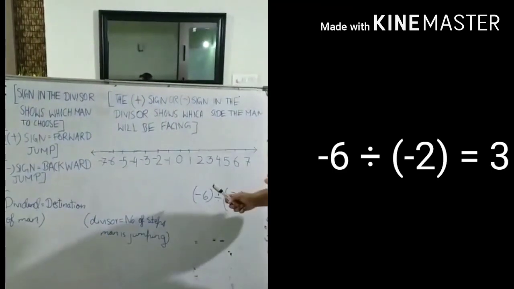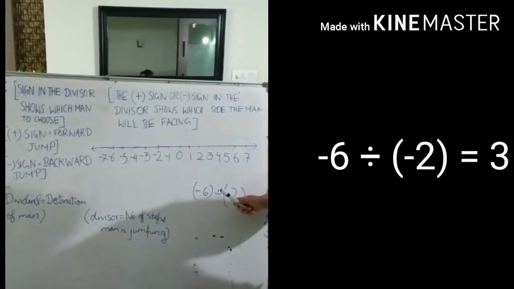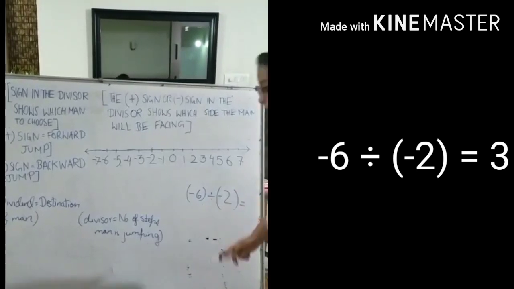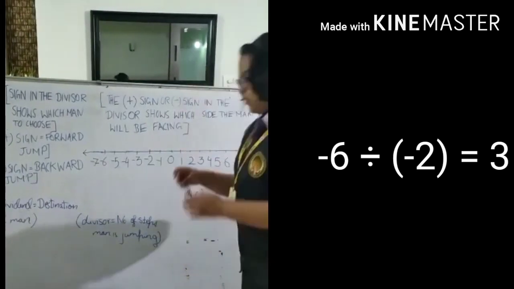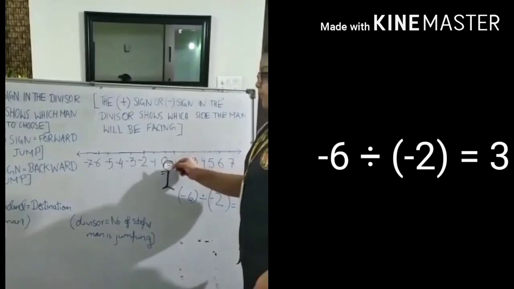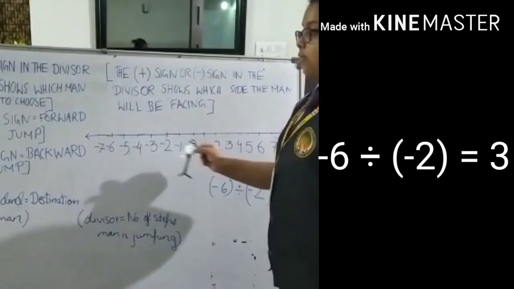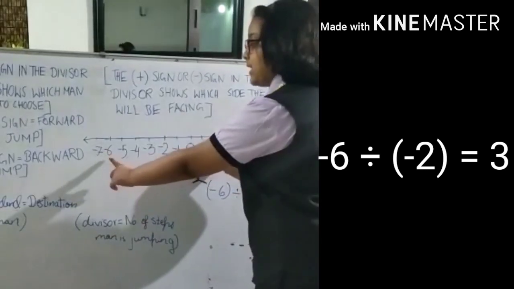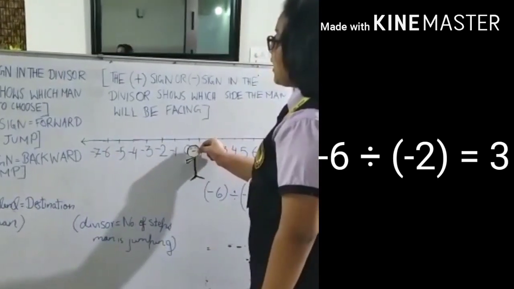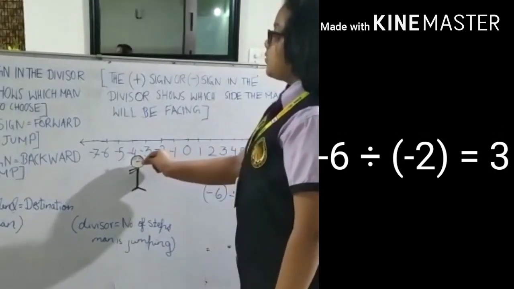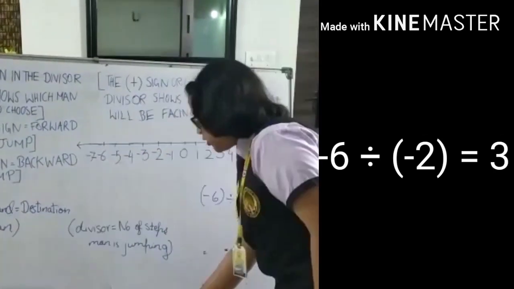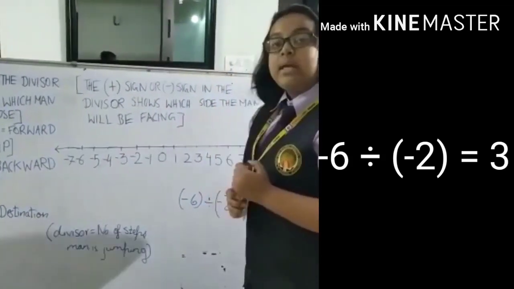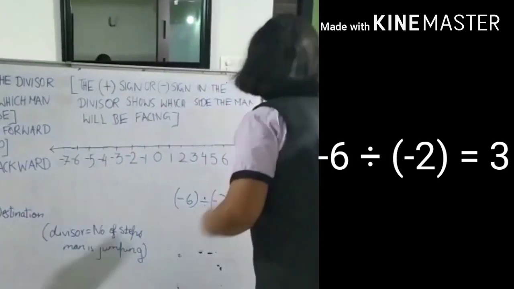Now the fourth example, a negative 6 divided by a negative 2. This negative sign here tells us that we have to use the negative man, facing the negative end of the number line. And the destination is minus 6, taking 2 steps at a time. 1 step, 2 steps, 3 steps. So as we were taking forward steps, the answer should be a positive 3.